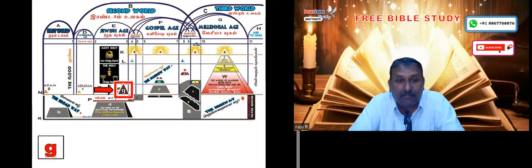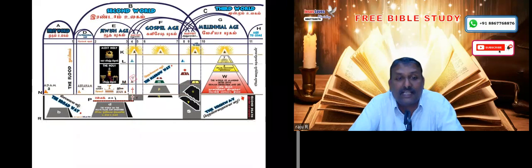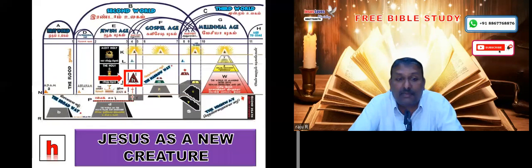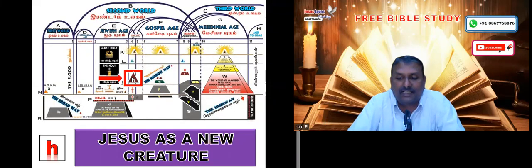Now, you see, again, Pyramid G. Can you guess, brother? Who is this Pyramid G? Gopal brother. Who is the perfect man after Adam? Jesus Christ. Very good. So, Jesus came as the second Adam. That represents Jesus and his baptism, his baptism as a new creature. Jesus was lifted from the earthly condition to the spiritual condition, where he was begotten with the Holy Spirit.